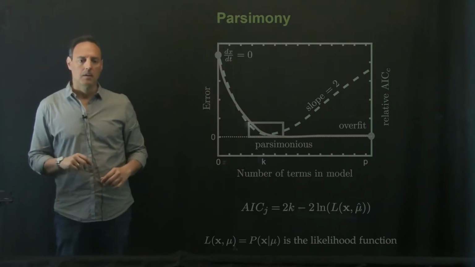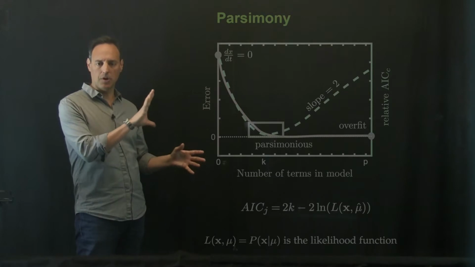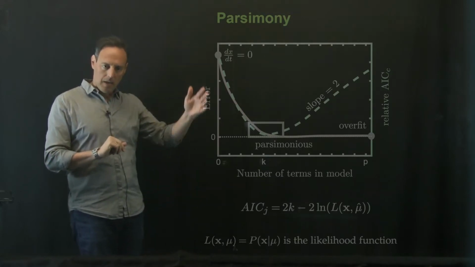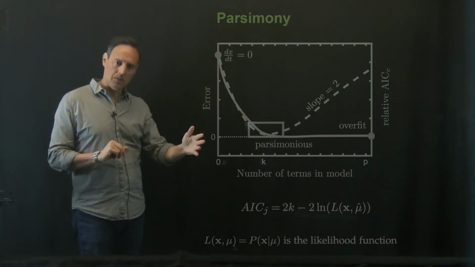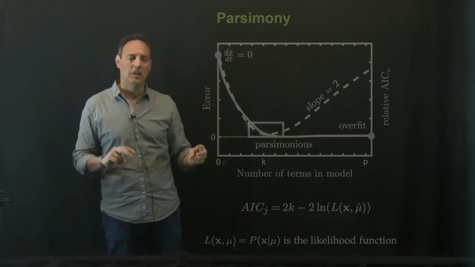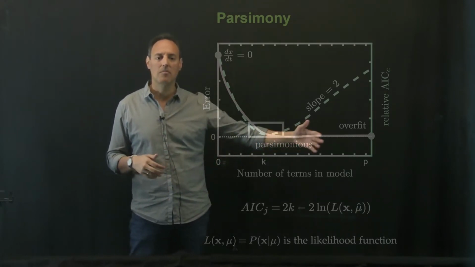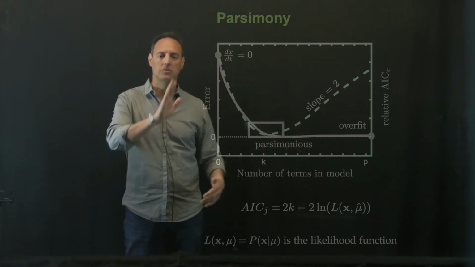Now the way that the BIC or AIC works is, I want to illustrate it on this chart here. On the y-axis is the error, and on the x-axis here is what we're going to call the parsimony of the model, or the complexity of the model. So really it's the number of terms in the model versus the error.